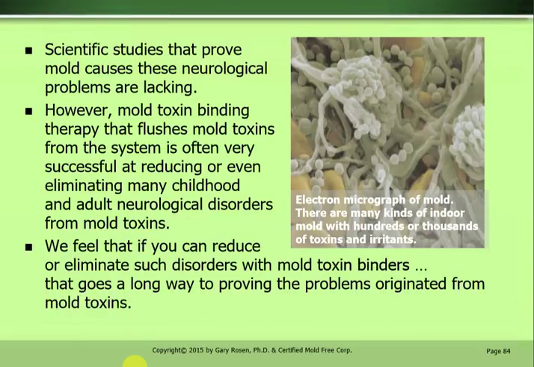Scientific studies that prove mold causes these neurological problems are lacking. However, mold toxin binding therapy that flushes mold toxins from the system is often very successful at reducing or even eliminating many childhood and adult neurological disorders from mold toxins. We feel that if you can reduce or eliminate such disorders with mold toxin binders, that goes a long way to proving the problems originated from mold toxins. Electron micrograph of mold in this picture right here. There are many kinds of indoor mold with hundreds or thousands of toxins and irritants.